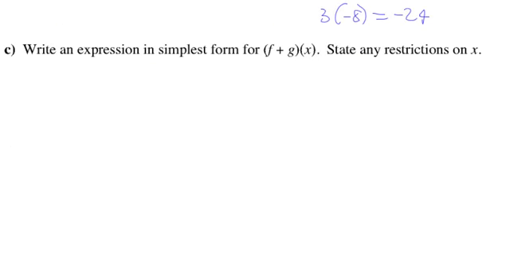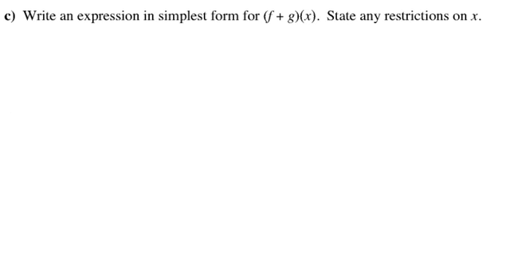And then they say write an expression in simplest form for f plus g of x. Well, that just means take the two expressions and add them together. So f is 2x over x minus 1. And we're adding that to the g function, which is x over x minus 3. And they want this in simplest form. I don't think it's so bad the way it is, but I'll bet they expect us to get a common denominator and squish these together.